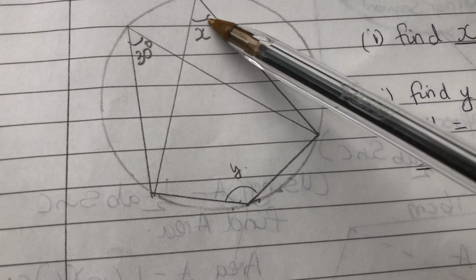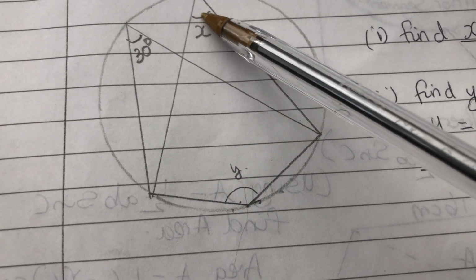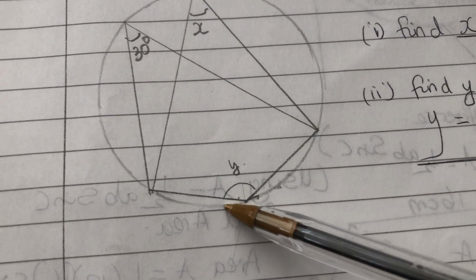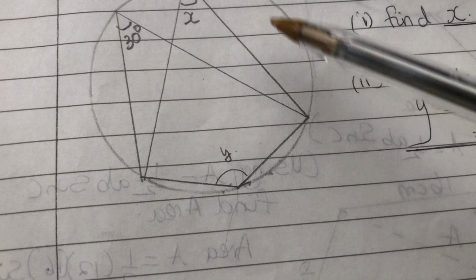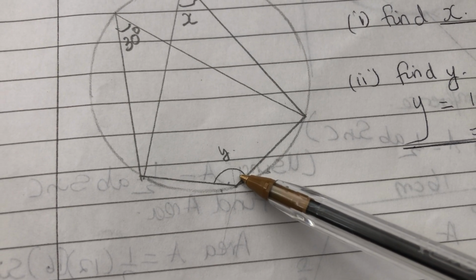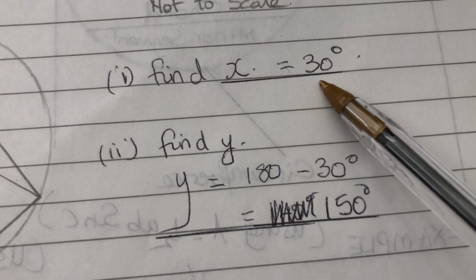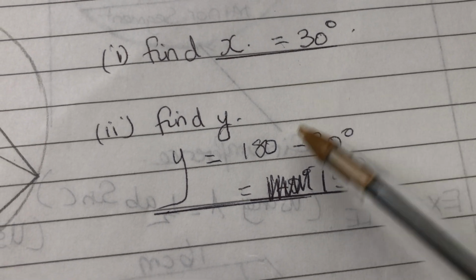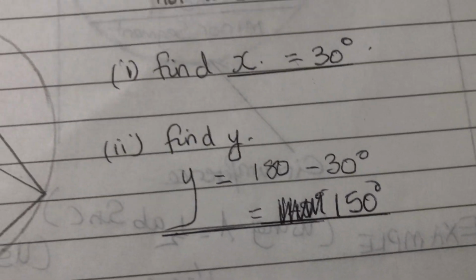So if that is 30, that is 30. So this and this angle should be equal to 180. So if this is 30, then that is 150, and that will be 30. So x is 30 degrees, y is 150 degrees. So that will be our first example.